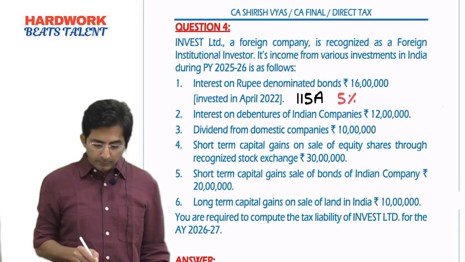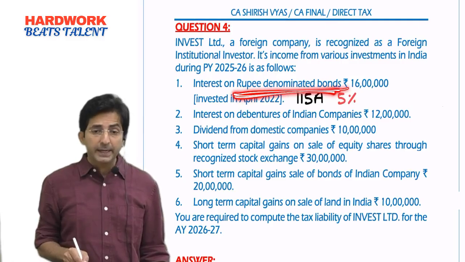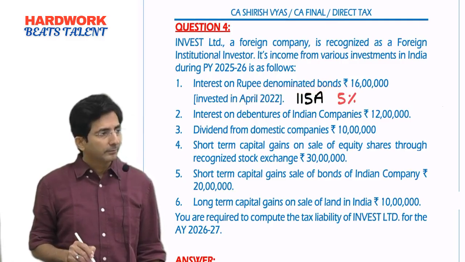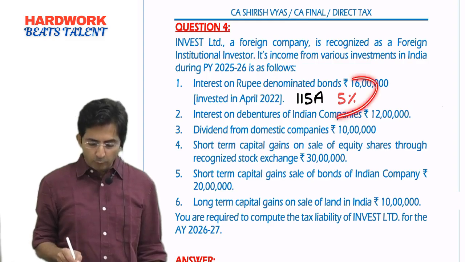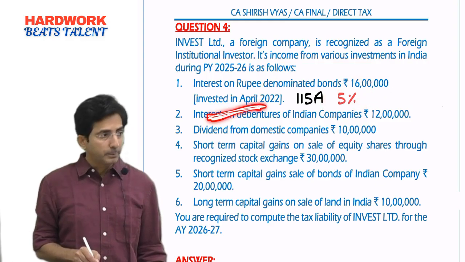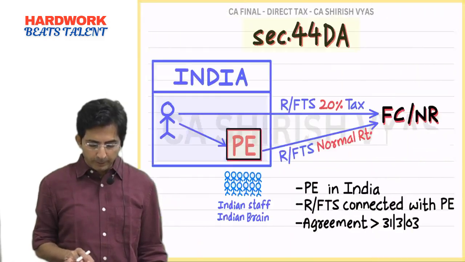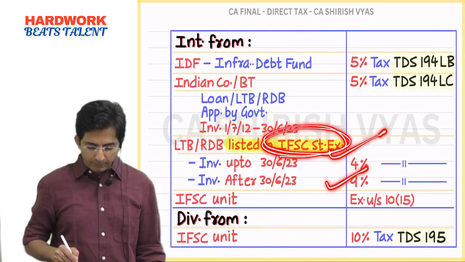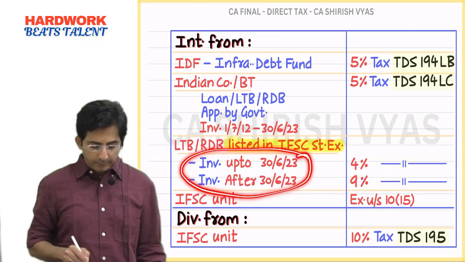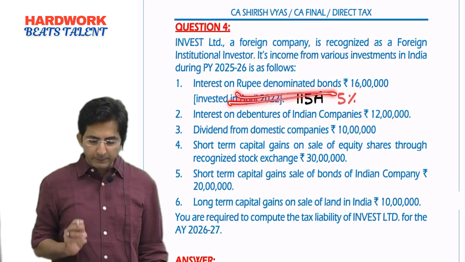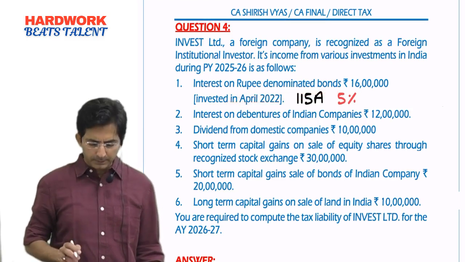Okay, what if these rupee denominated bonds were listed in the IFSC stock exchange? Then you would have taken 4% instead of 5%. Why 4 and why not 9? Because of the date of investment. For rupee denominated bonds listed in the IFSC stock exchange, 4 and 9 also depend upon the date of investment. But here listing in IFSC was not given, so I have taken plain 5%.